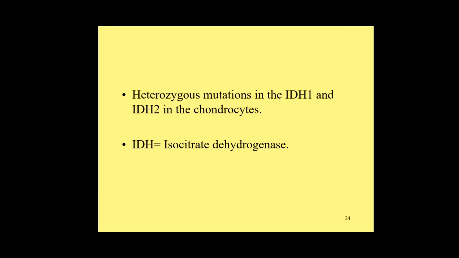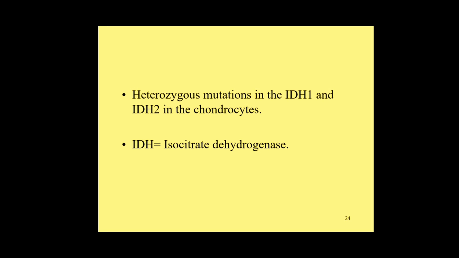Coming to the pathogenesis, there will be mutations in the IDH1 and IDH2 genes in the chondrocytes. IDH means isocitrate dehydrogenase. The IDH genes produce the enzyme isocitrate dehydrogenase. If there is a mutation of these genes, it will lead to synthesis of 2-hydroxyglutarate, which is a new product. So this 2-hydroxyglutarate is an oncometabolite.